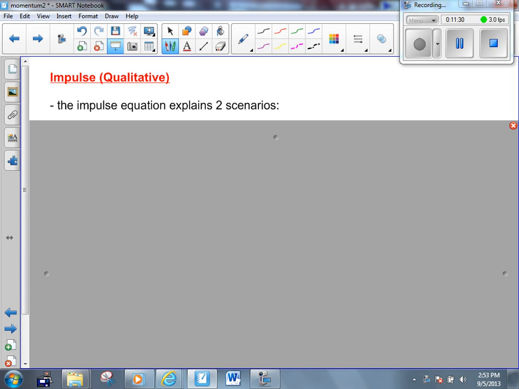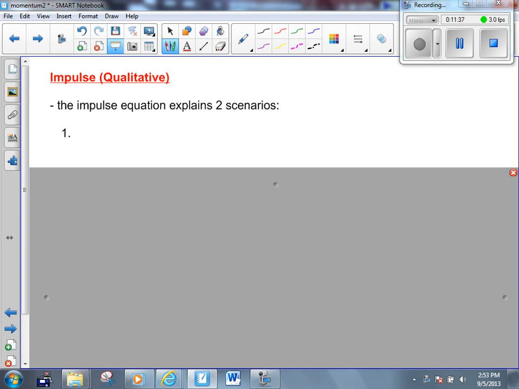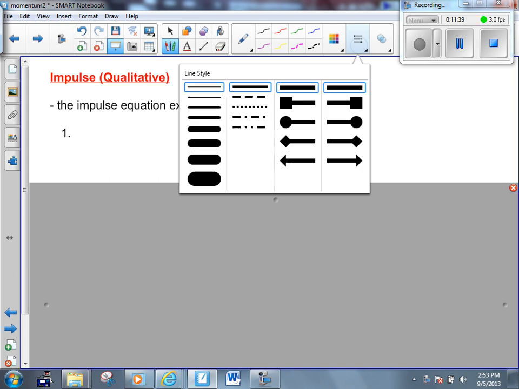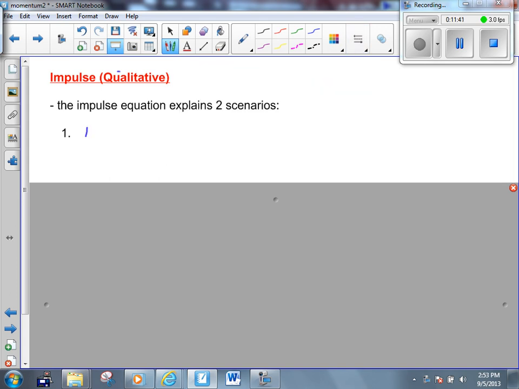There are a couple of big scenarios that we explain qualitatively with impulse. The first one is one that we talked about yesterday and the day before. The first one is when we have what I call a predetermined impulse. A predetermined impulse is an impulse whose value is already determined by the initial conditions of the object.